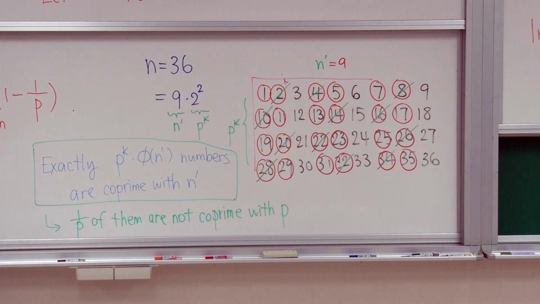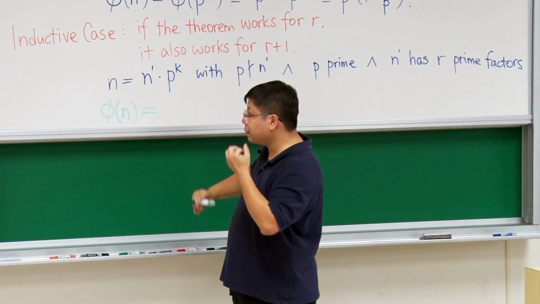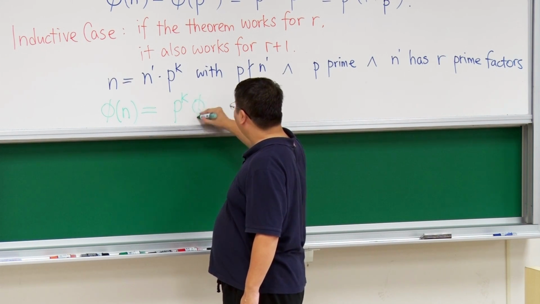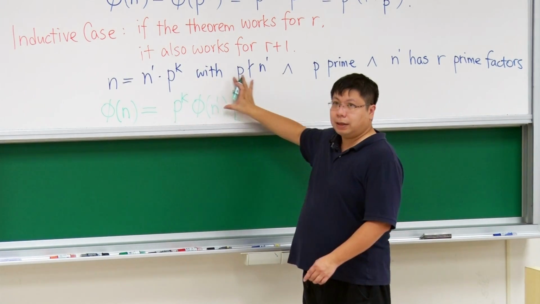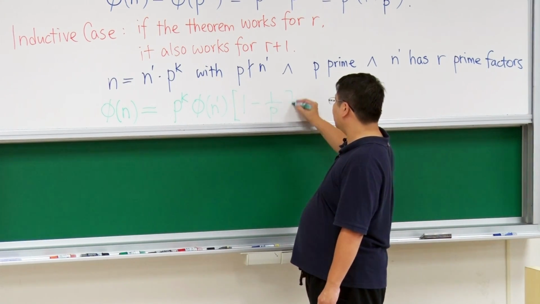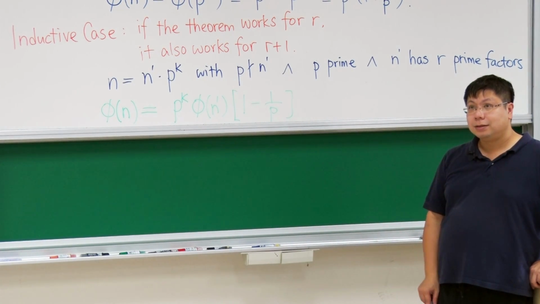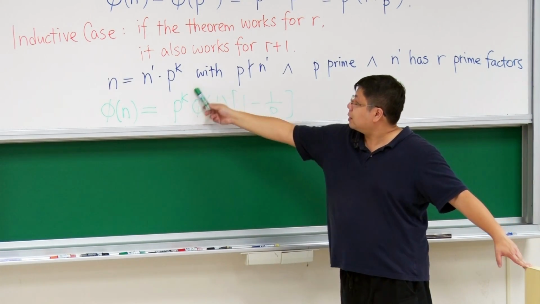let me try this. What is phi of n? We look at the final result. Phi of n is equal to p to the power k times phi of n prime. Among all these numbers that are co-prime with n prime, a fraction of 1 over p is not co-prime with p. So we need to deduct this. Is that okay? Good. This is a new prime that we have not considered. This has only R factors.